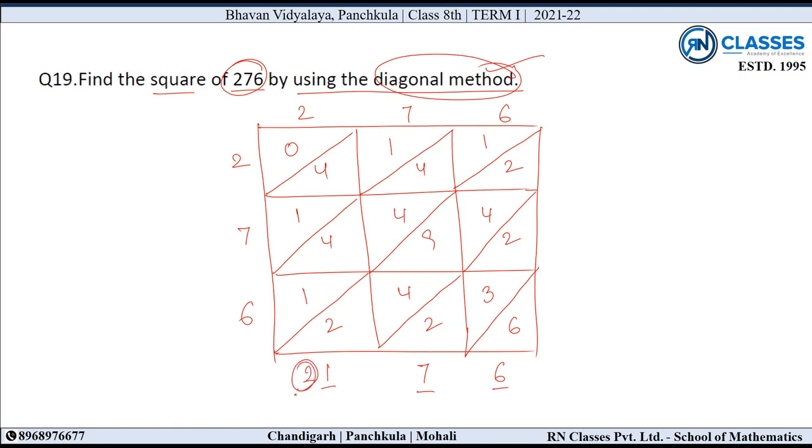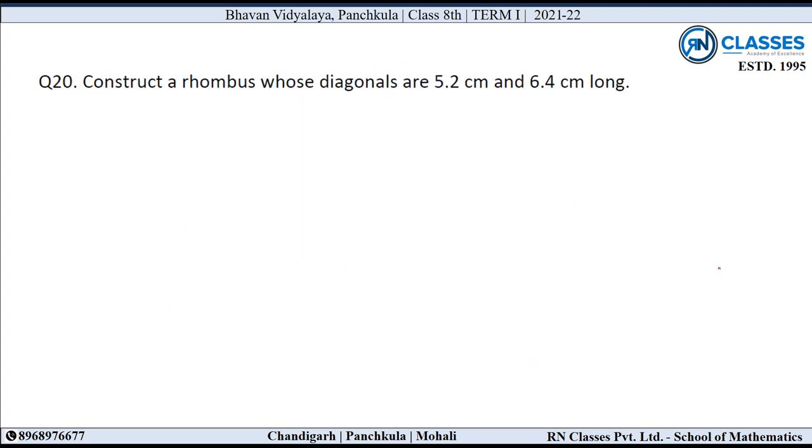2, this is carried. Now this carried will go to the next, right? So 4 plus 4 plus 4, 12, 13 and 14, and 2, 16. This will be written, and 1 is carried. 4 plus 1, 5 plus 1, 6 and 1, 7. And over here we get 0. So 276 square is equal to 76,176. This is the answer. We applied the diagonal method and you got 6 marks. There was nothing difficult in it.